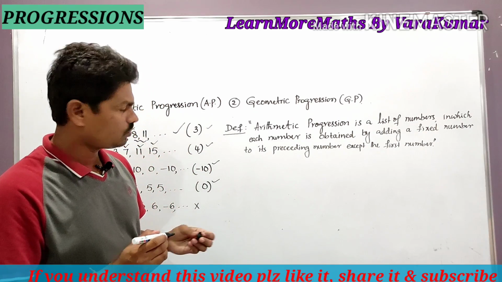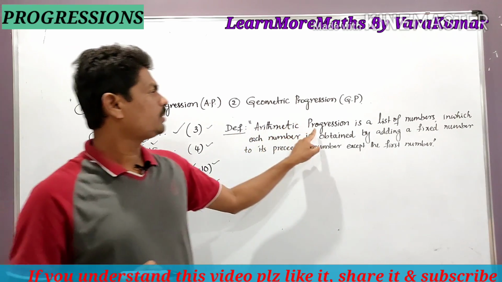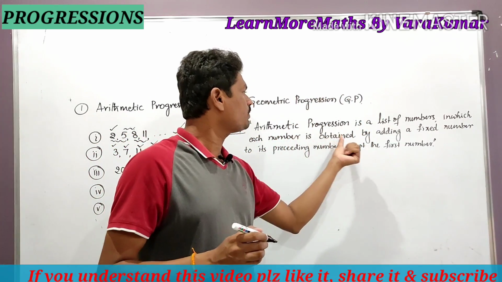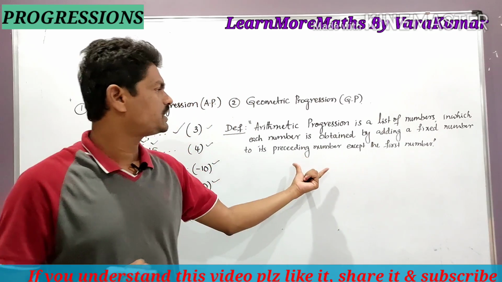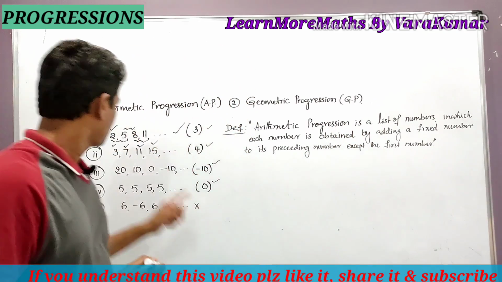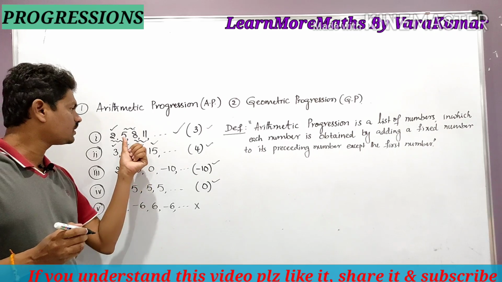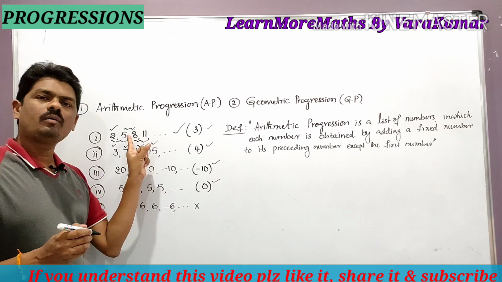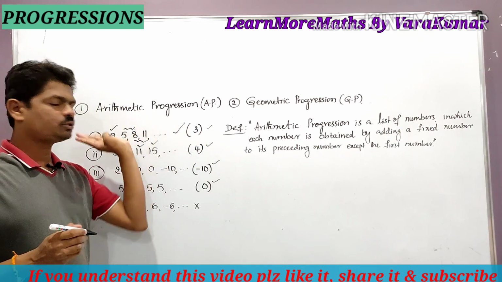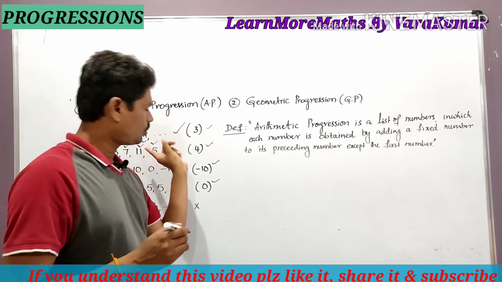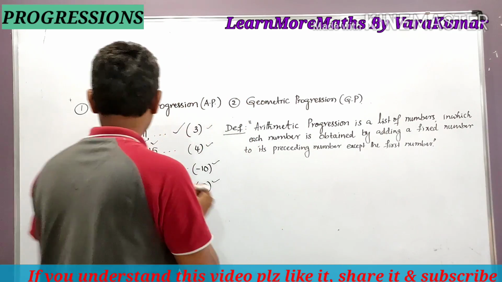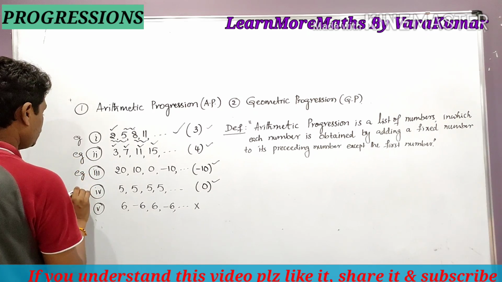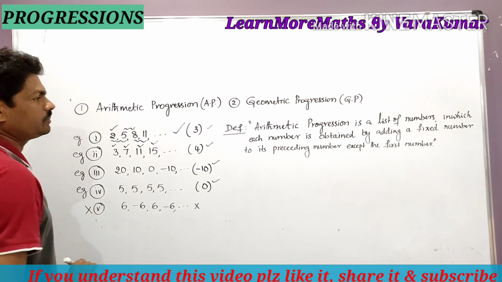See student, what it is, a definition. Arithmetic progression is a list of numbers. All these are lists of numbers in which each number is obtained by adding a fixed number to its preceding number except the first number. So these are the arithmetic progressions. So this is example 1, example 2, example 3 and example 4. But this is not an arithmetic progression.